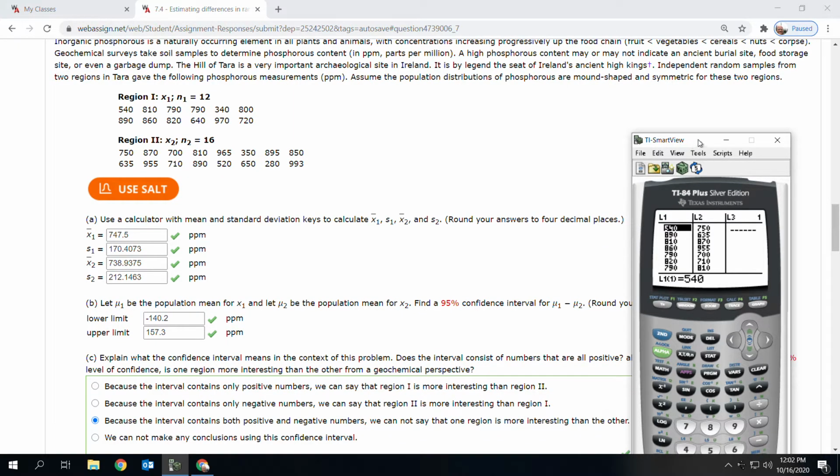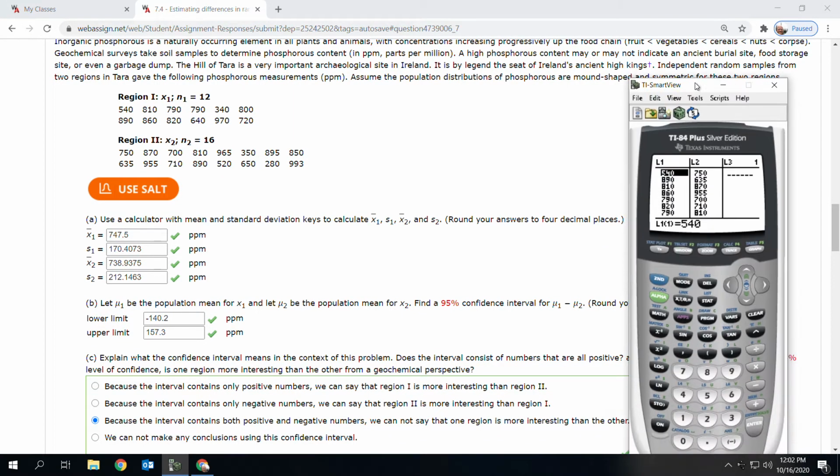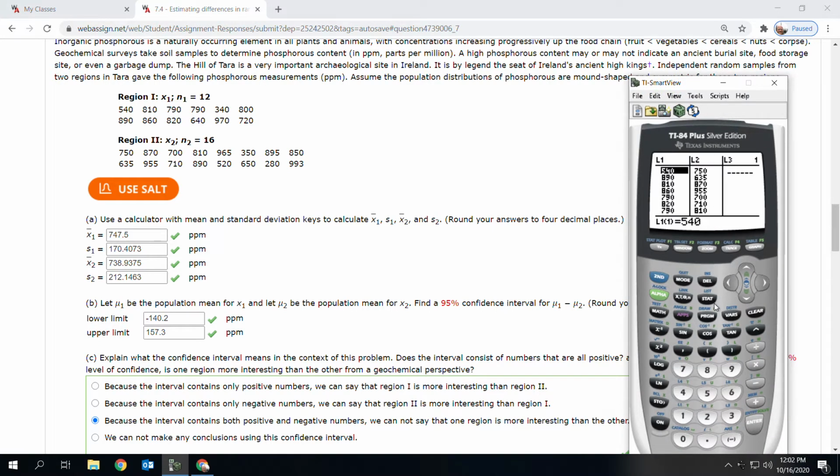In your graphing calculator, you go into Stat, Edit. In the L1 column, I've gone ahead and entered all 12 of these entries. In the L2 column, I entered all 16 of the region 2 data points.